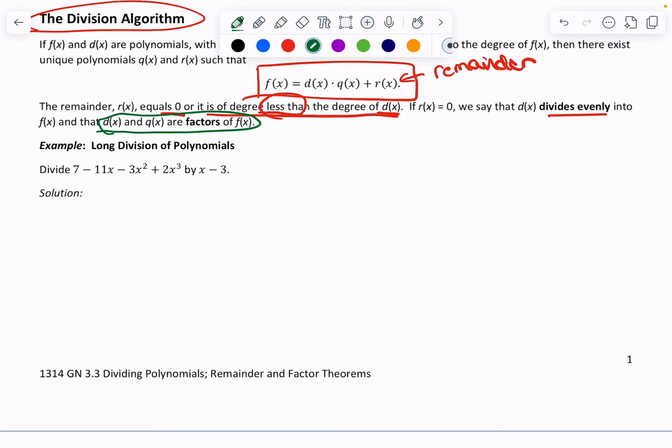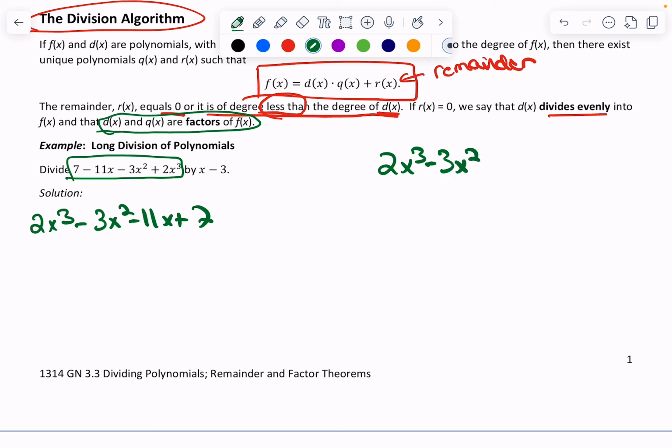So first, if we look at our dividend here, we need to rearrange it in descending powers. So we need to rewrite it as 2x cubed minus 3x squared minus 11x plus 7. And I'm actually going to rewrite it here: 2x cubed minus 3x squared minus 11x plus 7. That is our dividend. Our divisor is x minus 3 over here.